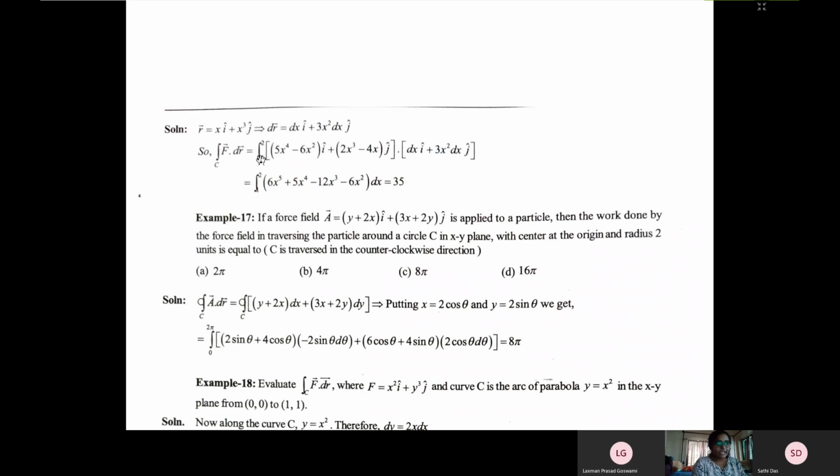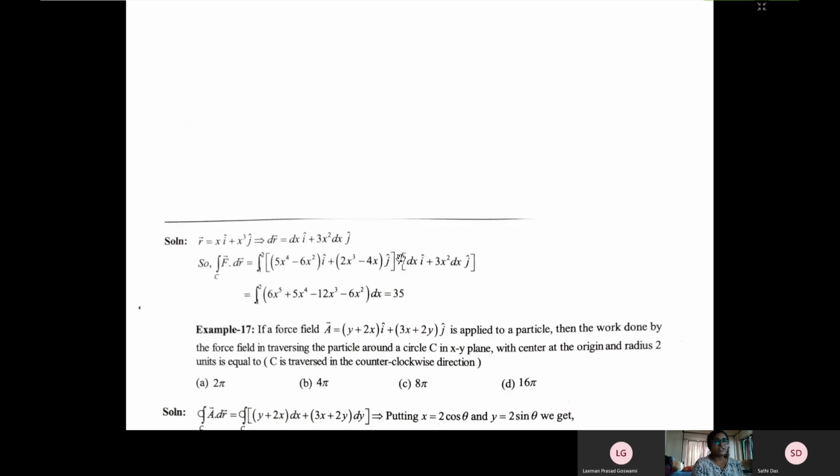Okay, so f dot dr, you can write, f is given as 5x to the power 4 minus 6x square i cap plus 2x cube minus 4x j cap, dot dx i cap plus 3x square dx j cap, that is dr. So you just take the dot product. After performing the dot product, the integration is totally scalar because f dot dr is a scalar quantity. So you don't have to be worried about the integration, just use the simple integration rule. Do the integration, the result will be 35.